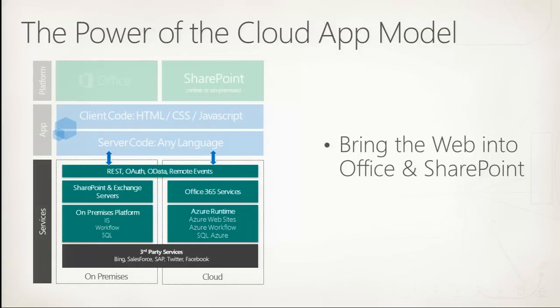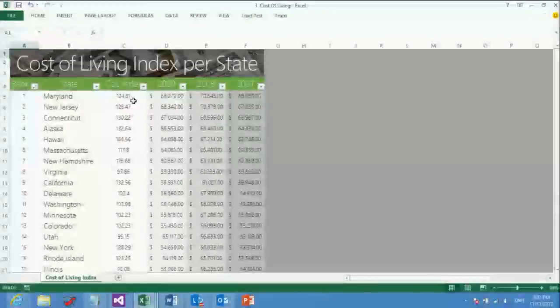It could be services on the Microsoft stack, like other SharePoint and Office 365 services, but it could also be third-party services. And just to make the point, I want to show you a demo that I think illustrates this concept really well. So I'm going to switch to my demo machine here and bring up this cost of living slide. You probably saw this demo where Cyril showed how to map this data.